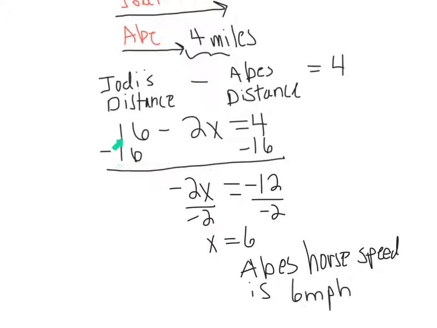So solving this equation, subtract 16. Negative 2x equals negative 12. Divide by negative 2. x is 6. So make sure you go back and answer the question. The question asked, how fast is Abe's horse traveling? So Abe's horse speed is 6 miles per hour, which is slower than Jody's as indicated.